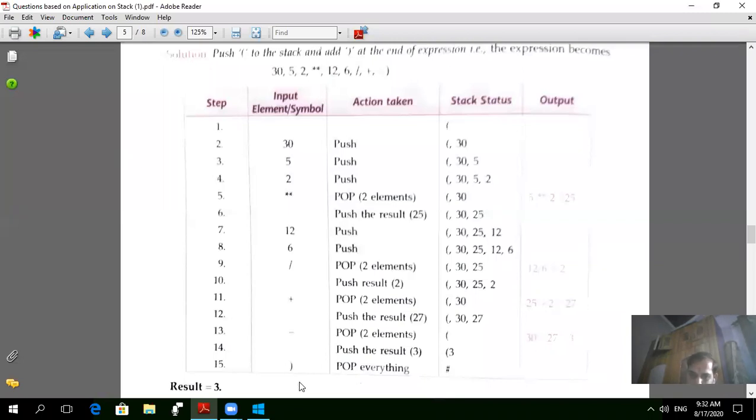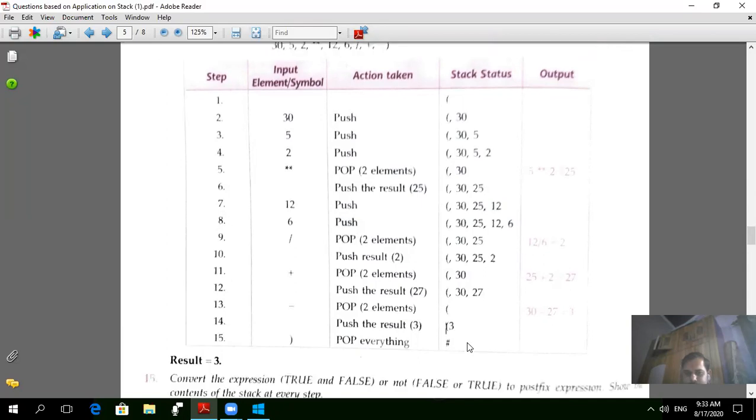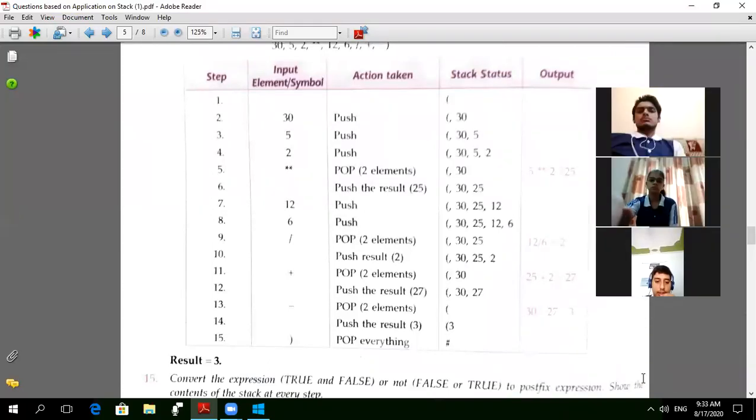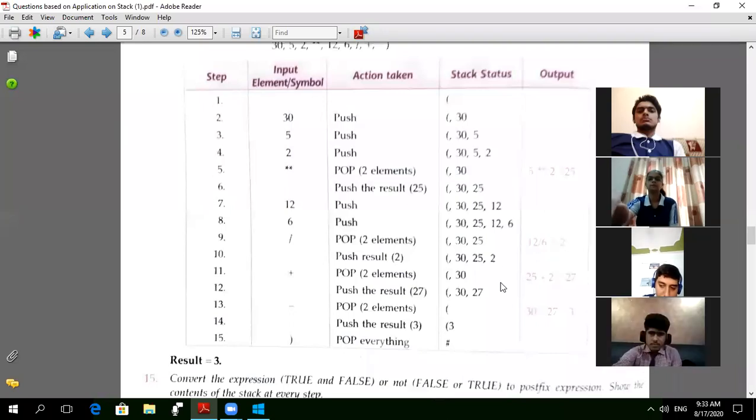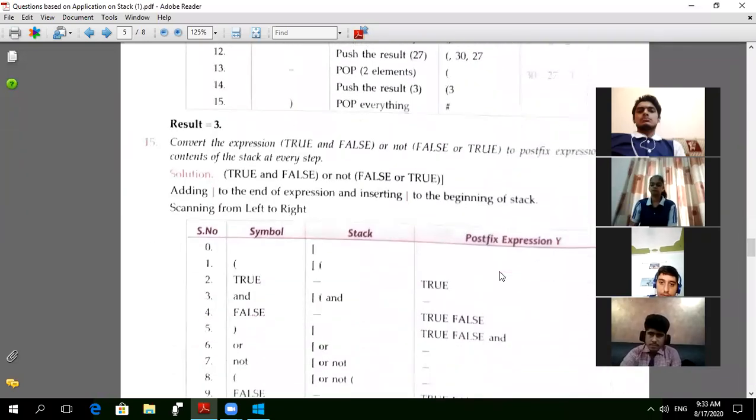This closing bracket indicates that you have to pop this 3 from the stack, so the result will come here. And this hash symbol denotes that nothing is present in the stack, that means the stack is empty. Clear? It is clear, students? Yes, sir. Okay. Then next.